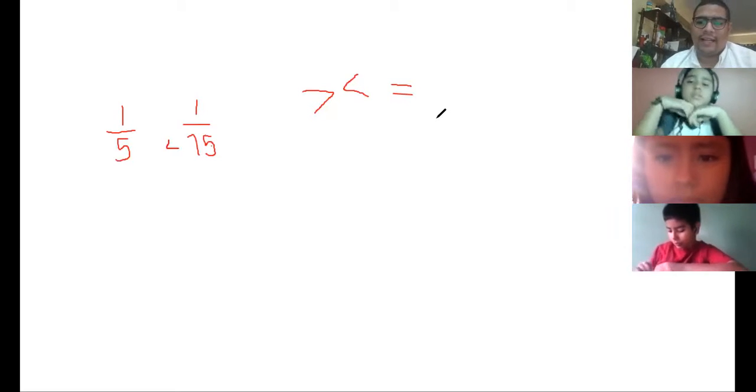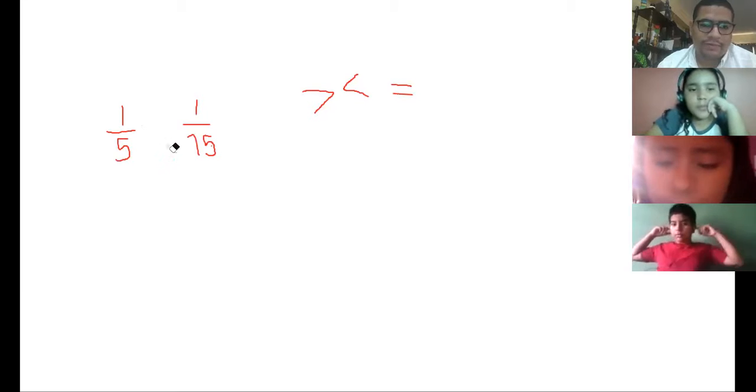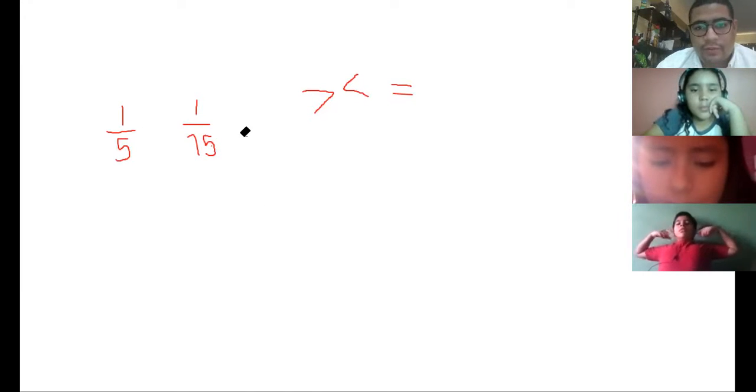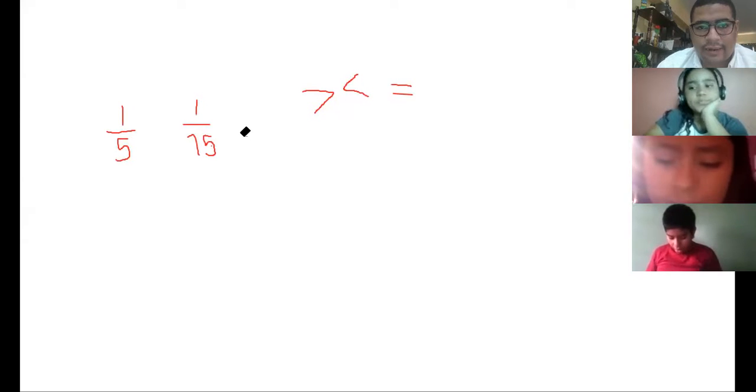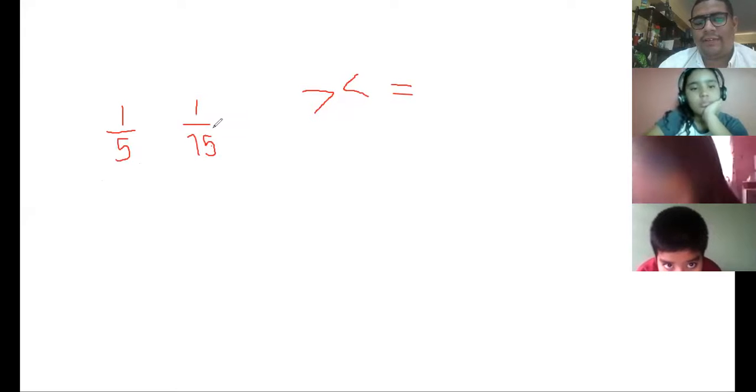Ok, escuchen, les voy a explicar algo. When we have two fractions, or when we're talking about fractions, we're talking about dividing a whole number into many pieces. In this case, we have this number 1, and we divide this number 1 into 5. And in this case, we have 1 as well, and we divide this in 15 pieces.